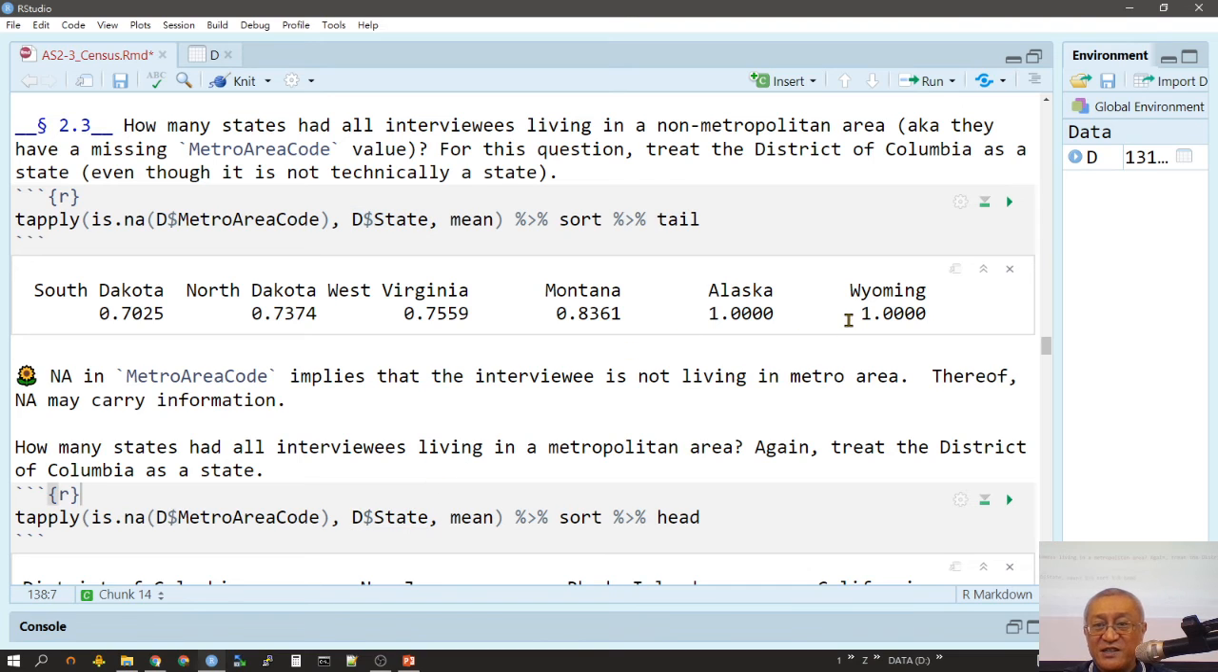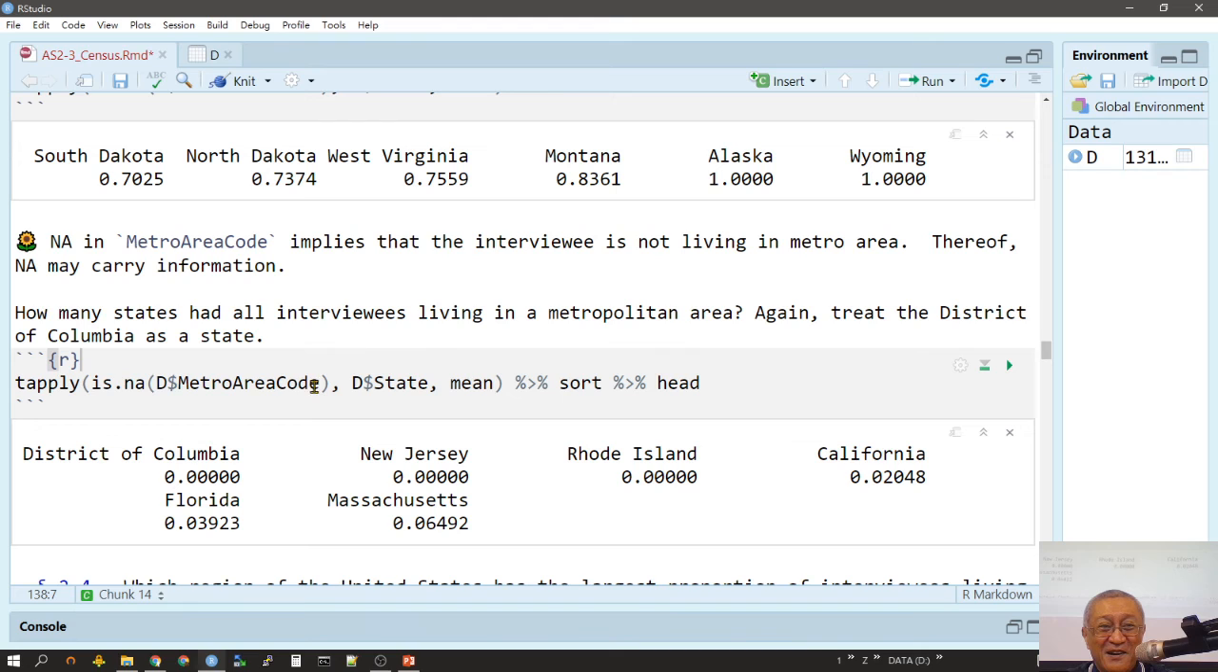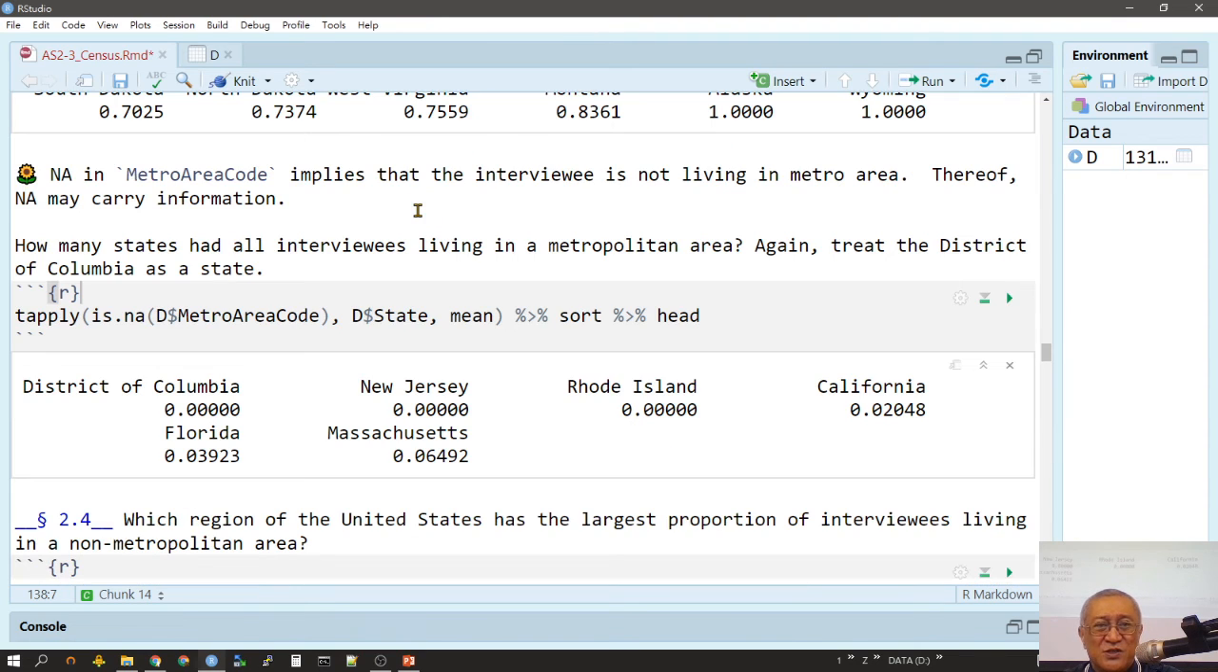As you can see, in Alaska and in Wyoming, all of the interviewees are not in the metro area, because I don't think that they have a metro area in Alaska, and Wyoming is also a very cold state actually. So this type of NA actually carries information.